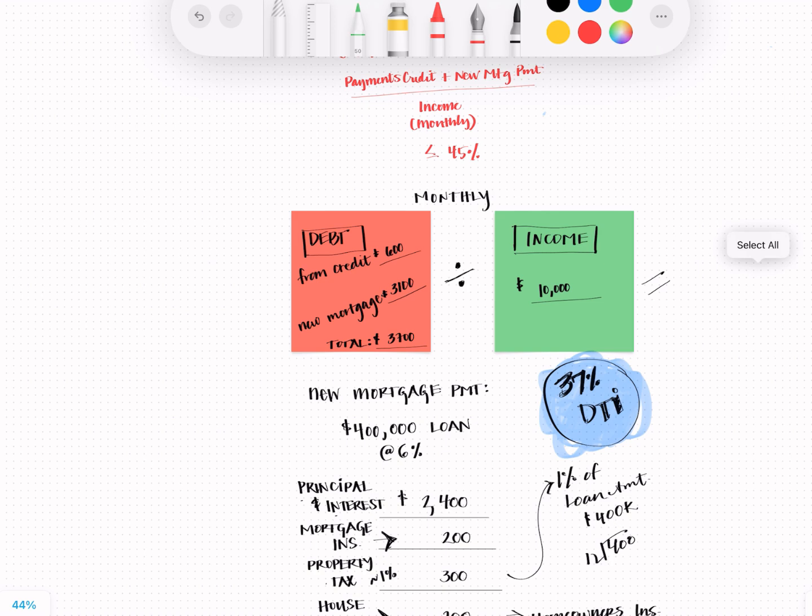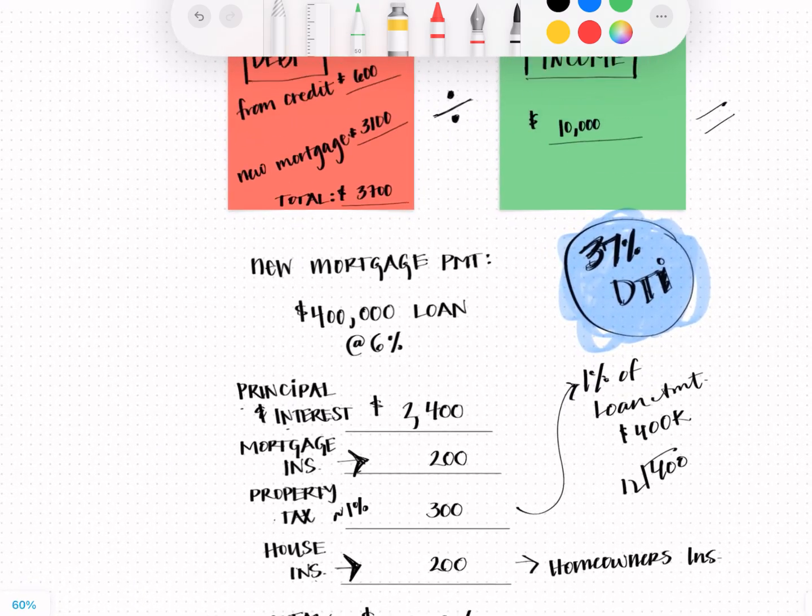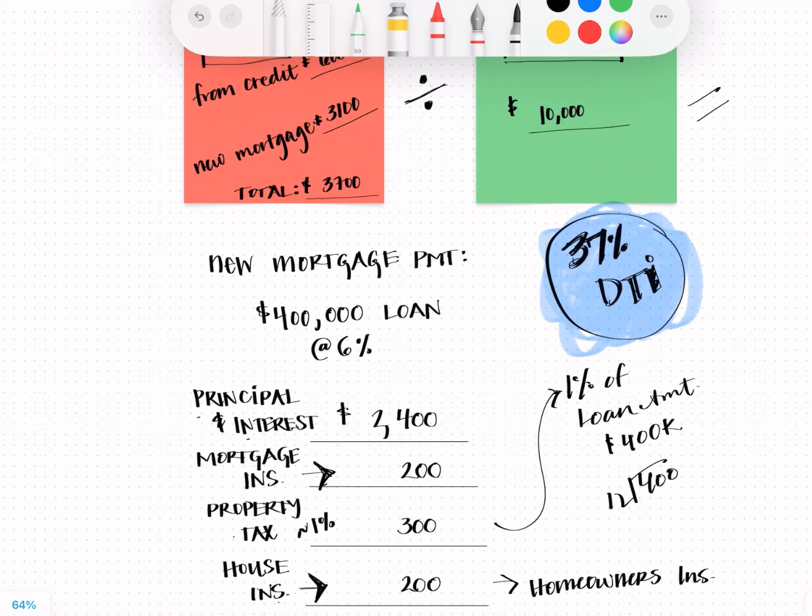So we're going to divide $3,700 by $10,000. So your DTI in this case would be 37%. Great, because that's less than the maximum of 45% DTI. So in this scenario, this would be within the limits of qualification. Using this round figure of $10,000 a month, that means you could have monthly debts inclusive of your new mortgage payment of $4,500, because 45% times 10,000 is 4,500.